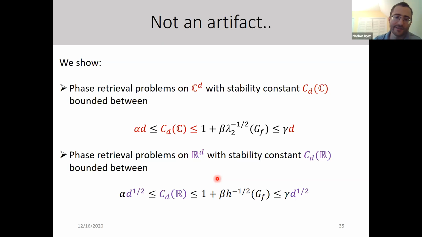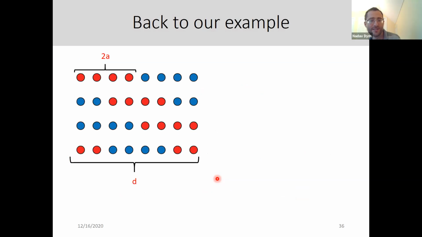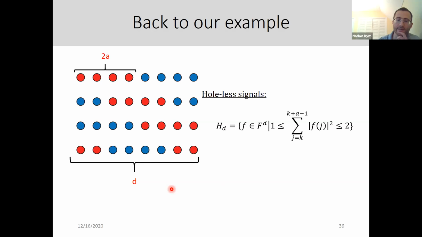Actually we don't have to work very hard, because in these specific examples we already mentioned all the ingredients. The problem where we know how to show this tightness is the example we talked about before, this finite dimensional example. And we're going to talk about holeless signals. So H now doesn't stand for Hilbert, because we're not talking about a Hilbert space anymore, but it stands for holeless. It's a signal in F to the power of D, where F is either real or complex, where if you take any A consecutive entries, then their weight is between 1 and 2, or between any two positive numbers.